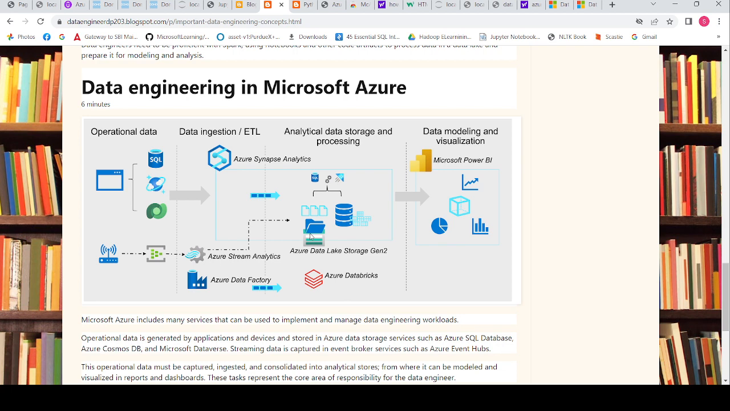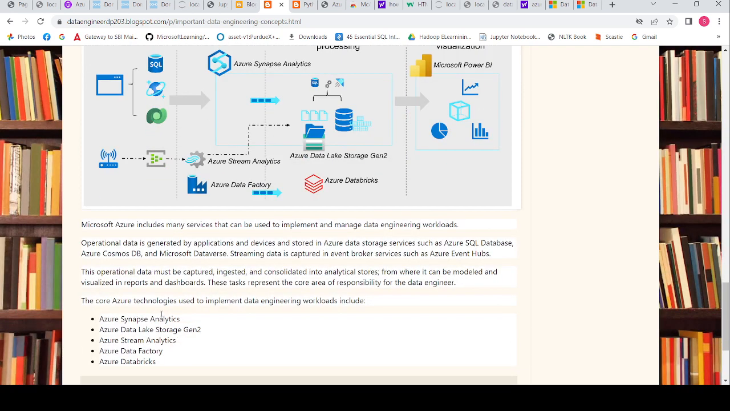After storing the data, we have to visualize the data. To visualize the data, we have many Azure services like Microsoft BI and Power BI. So let's understand with an example.